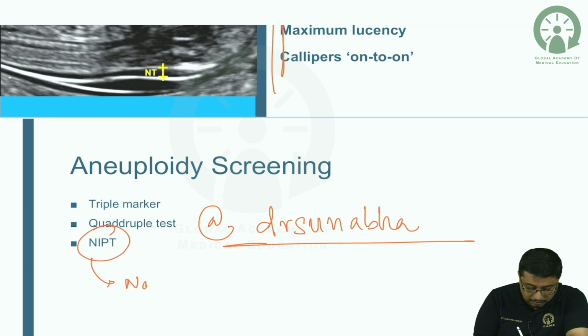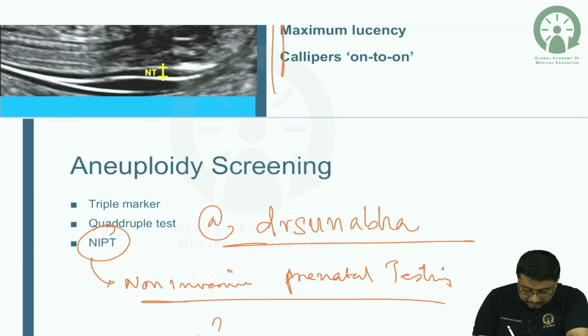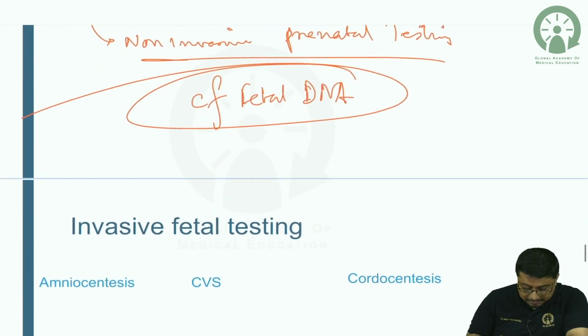NIPT is non-invasive prenatal testing, which is basically extracting cell-free fetal DNA from the mother's blood circulation and doing all the genetic testing with that material.